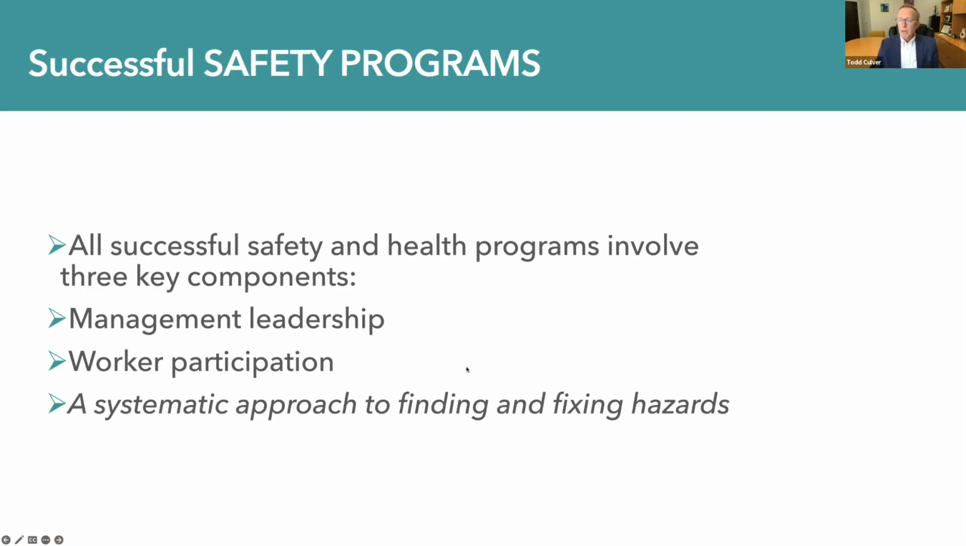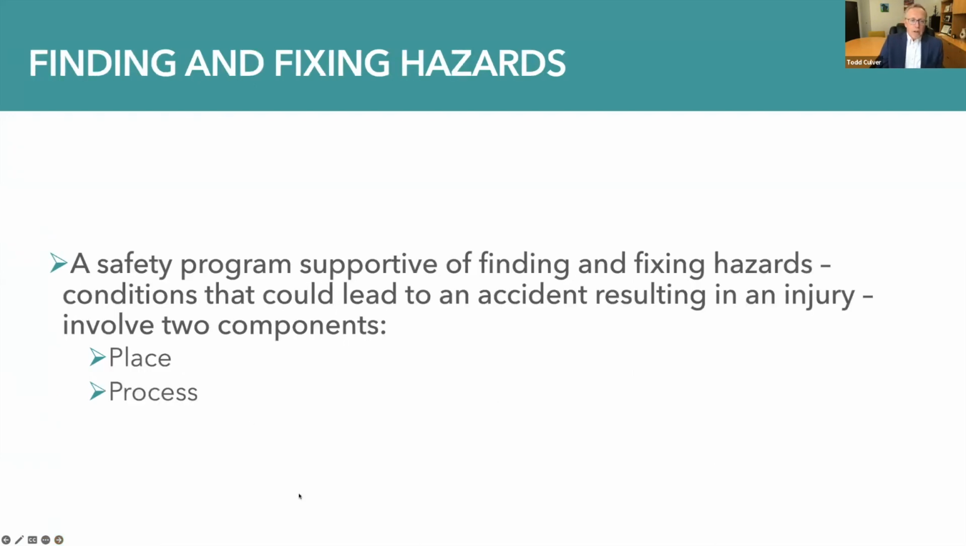Irrespective of which model an organization chooses to utilize, all successful safety and health programs involve three key components: management leadership, worker participation, and a systematic approach to finding and fixing hazards. Through finding and fixing hazards, a safety program supports these objectives. Hazards are conditions that could lead to an accident resulting in an injury.